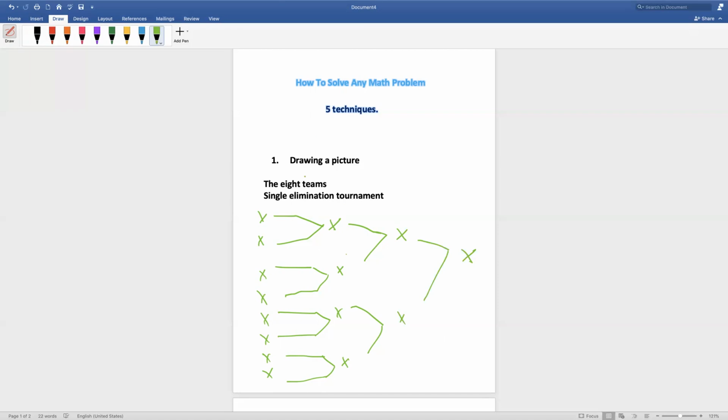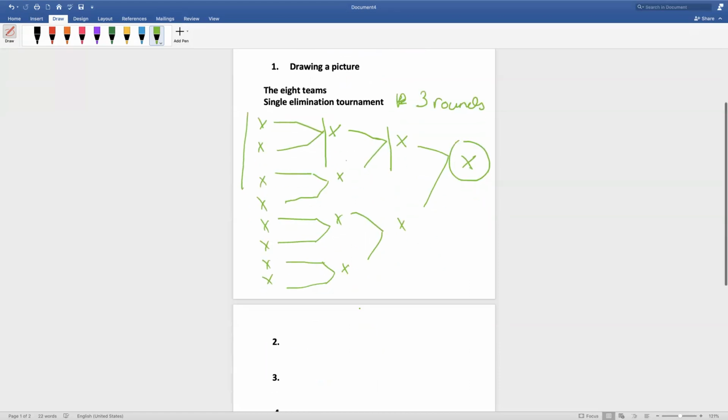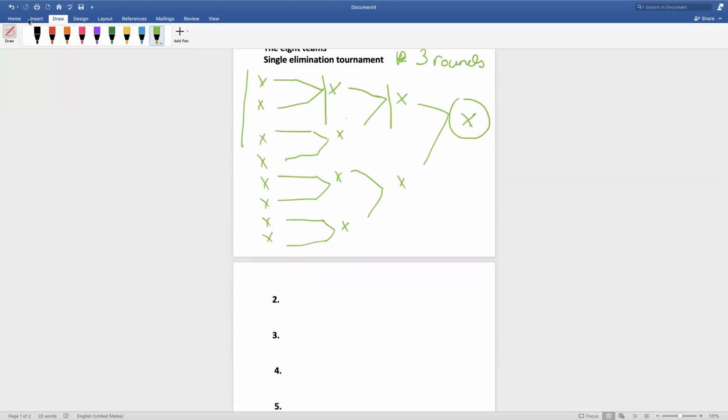So this is asking how many tournament games this team will have to play. What it means by tournament games, actually, in the question, it's asking how many rounds. So this would be round 1, this side. This would be round 2, and this would be round 3, and this would be the champion. So the answer to this question is 3 rounds. Drawing a picture or a diagram is really helpful in solving any problem. Next, we're going to move on to the next topic that will help you solve a problem.